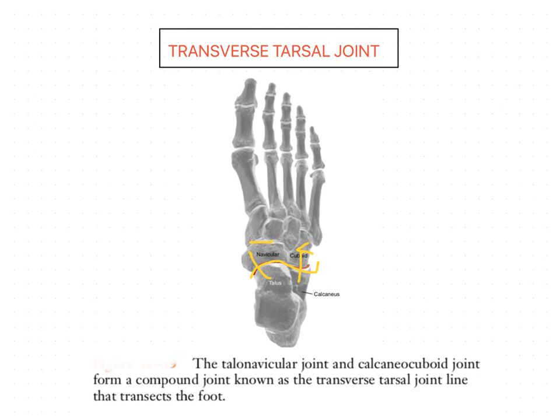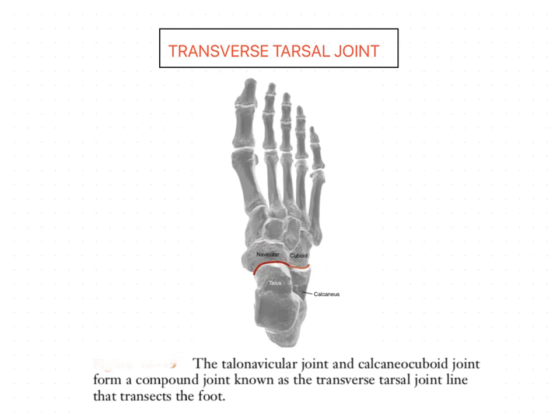Motions at the compound transverse tarsal joint are more complex than the relatively simple joint line suggests, and these complex movements occur simultaneously with the motion at the subtalar joint. Now we will see the transverse tarsal joint structure.